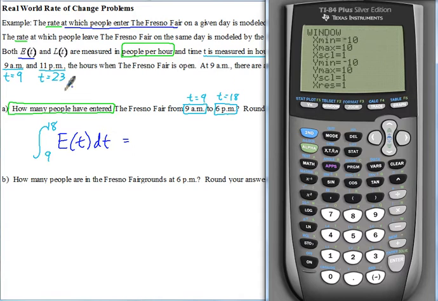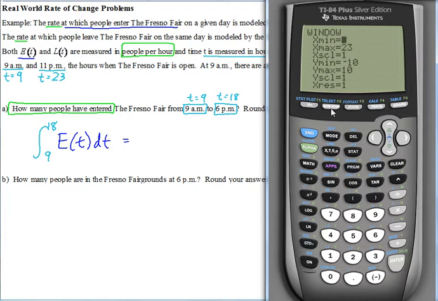Notice here it says the functions are only valid between 9 a.m. and 11 p.m., the hours when the fair is open. So our x minimum will make 9 and the x maximum 23, because the functions are only valid on that interval. And then the y min and max, notice if I graph it right now with negative 10 to 10, I don't see anything. So when you don't see anything, that usually means your window size is either too big or too small. In this case, too small. If you look at the numbers in our equations, you can see we're probably going to get some big values here.